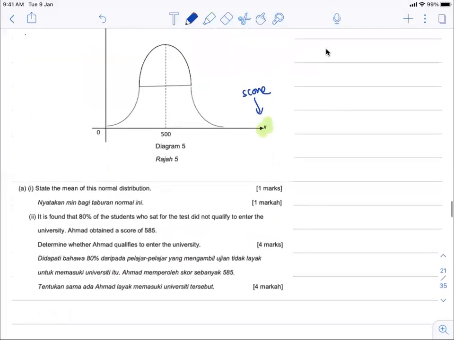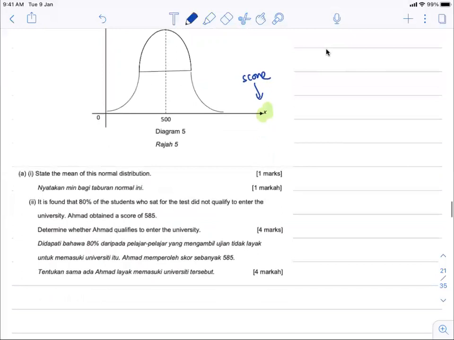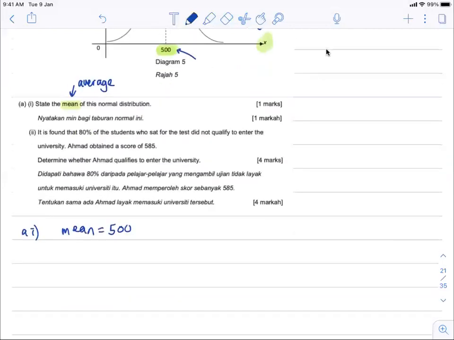So let us look at part A1. State the mean of this normal distribution. So mean, also known as average. Normally, the mean or the average is the number at the center of the normal distribution, this one. So the mean is 500. So A1, mean is equal to 500.